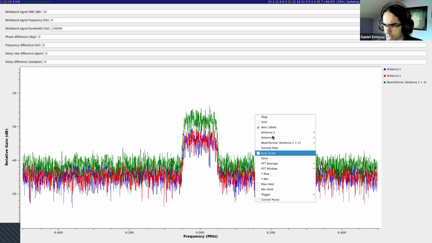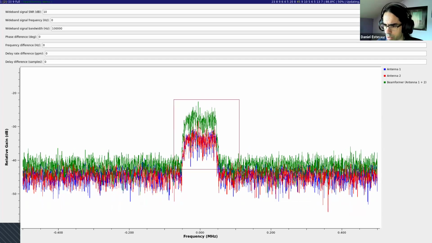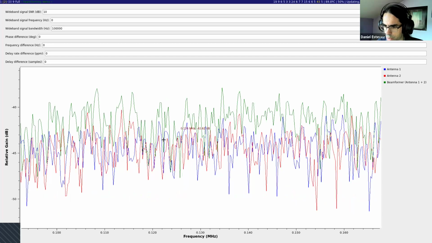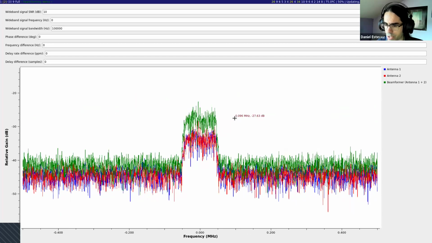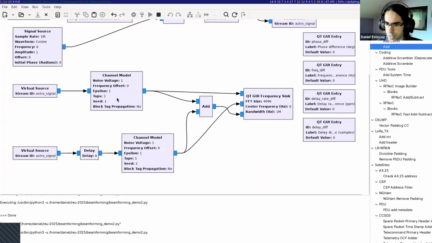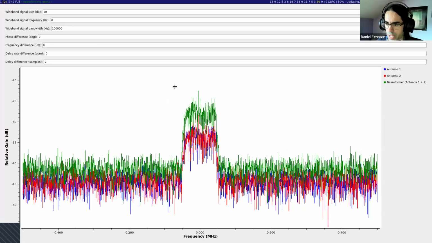It's not literally the same, and I can freeze this plot so that you can actually see it better. So you can see the noise is different, but that is just because in each of the receivers, the receiver noise is different. We set different seeds to achieve that. So no surprises about that. Antenna 1 and antenna 2, they are receiving the same signal. The receivers have different noise.